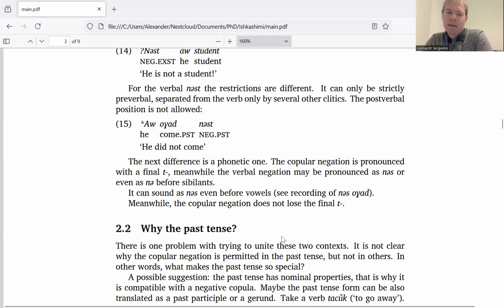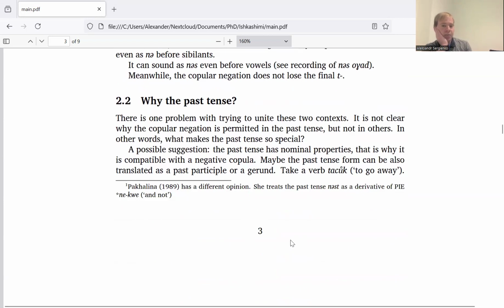So yeah, there is one problem with trying to unite these two contexts. It is not clear why the copular negation is permitted in the past tense but not in the others. So we can just ask a question: why is it? What is so special about the past tense that we see this nist? A possible suggestion is that the past tense has nominal properties, and that is why it's compatible with the negative copula.